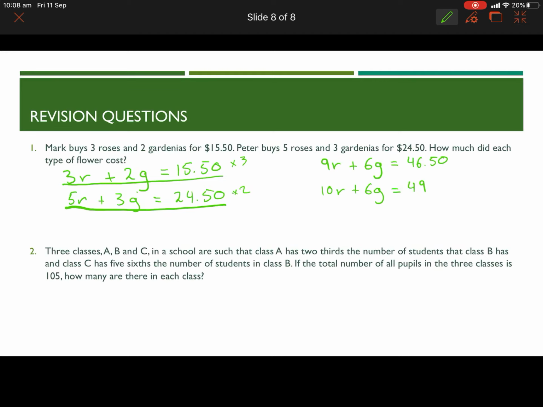Okay, so now that we've done that, this is equation 1, this is equation 2. We can subtract one from the other because that would get rid of the g. So we'll go 1 minus 2. So 9r minus 10r is negative r. 6g minus 6g is 0. And 46.50 minus 49 equals negative, what would that be?